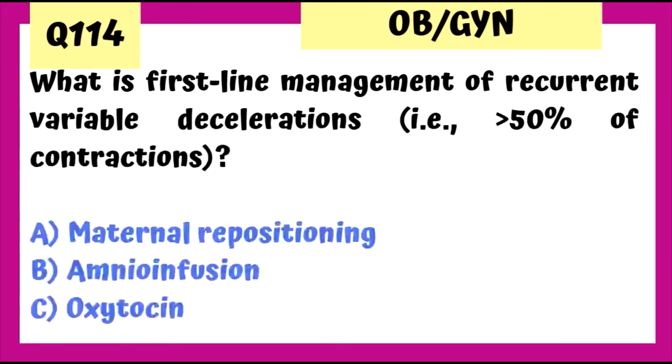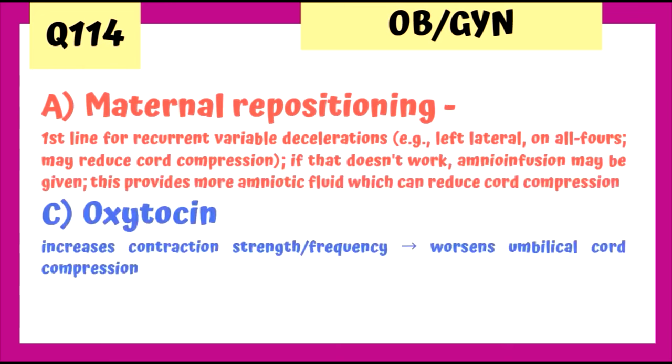Question 114. What is first-line management of recurrent variable decelerations? For example, more than 50% of the time, we want to do maternal repositioning. This could help. For example, you would do left lateral or all fours. This can reduce the cord compression. If that doesn't work, we go with amnioinfusion. That could be given. This provides more amniotic fluid, which can reduce the compression. All right, oxytocin would actually worsen the umbilical cord compression.